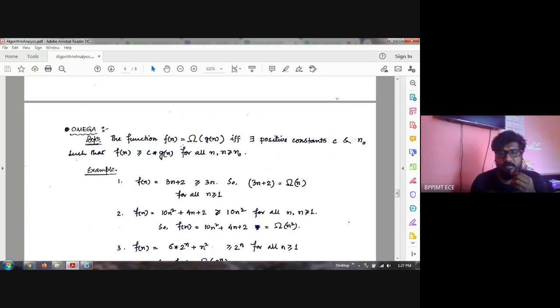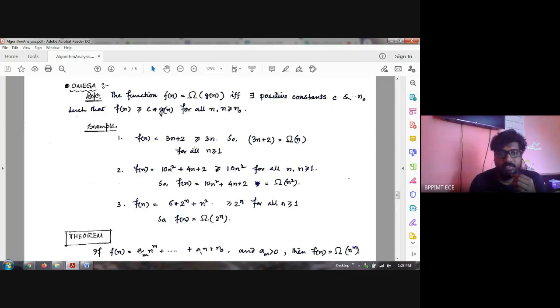So another notation: the function f(n) is equal to big omega of g(n) if there exist positive constants c and n0 such that f(n) is greater than or equal to c g(n) for all n greater than or equal to n0. This is a similar definition to the big O notation we have seen. Only one thing is changed here, it is greater than or equal to. That means we can expect that this omega notation will give us the lower threshold, the lower bound of the time complexity function.